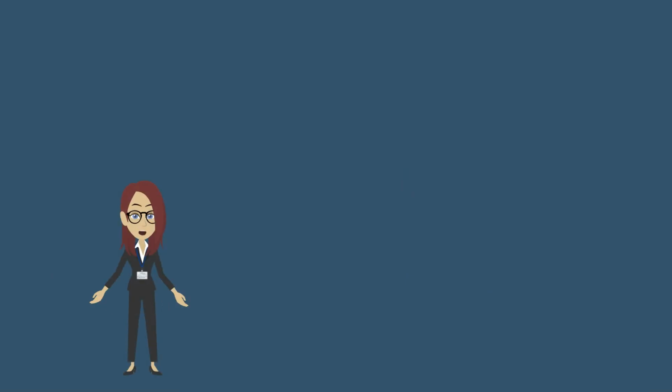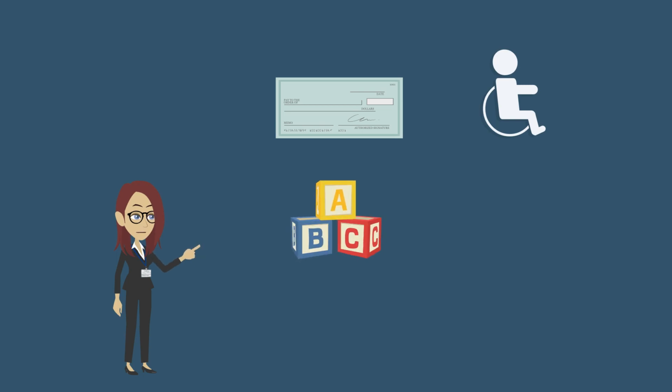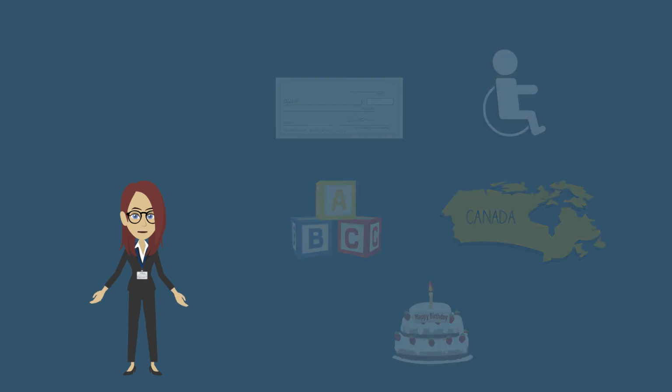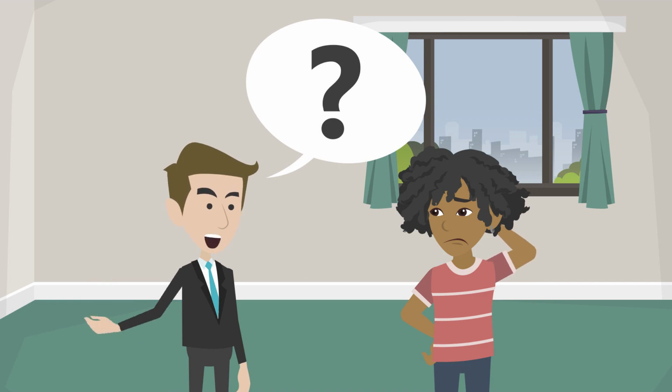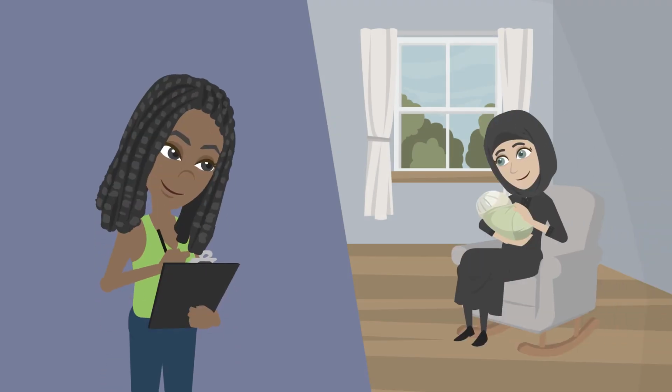But there are protections in place to stop a landlord from asking your client about certain things. This includes if they're receiving income support from programs like Ontario Works or ODSP, if they have a disability, if they have kids or a spouse, or if they plan on having kids, if they're a Canadian citizen, or how old they are. They also can't ask about your client's religious, ethnic, or racial background, and they can't ask about your client's sexual orientation either. A landlord also can't discriminate against someone, whether they're a potential renter or their actual tenant, because of these things.